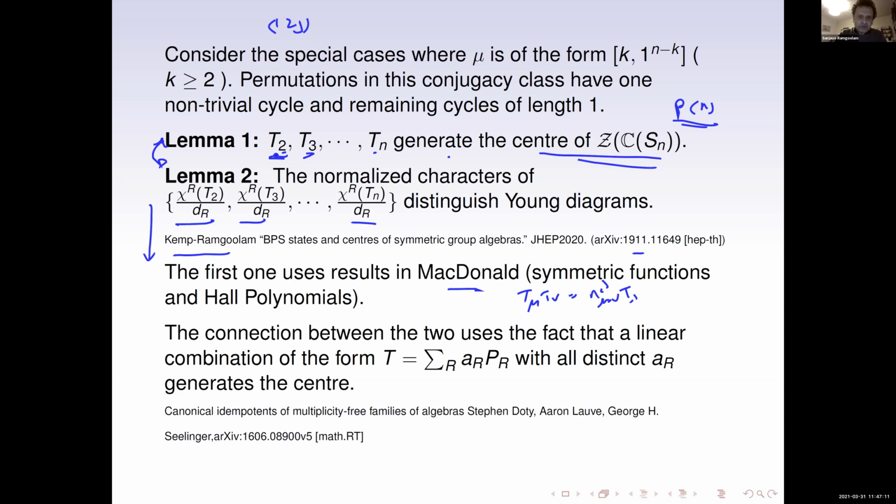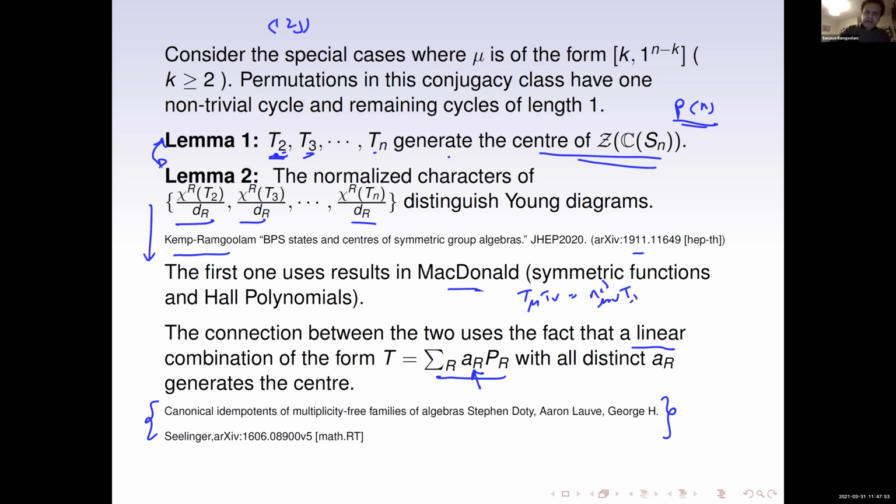And the connection between these two facts is essentially a fact about linear combinations of projectors and how these can be used to generate the whole algebra of projectors. In fact, you can generate the whole algebra if you take a linear combination where the coefficients are all distinct. So that's a fact also recently used in this representation theory paper by these guys. So using these two facts, these are the two important lemmas, that T2 up to Tn generate the center, the normalized characters distinguish Young diagrams.